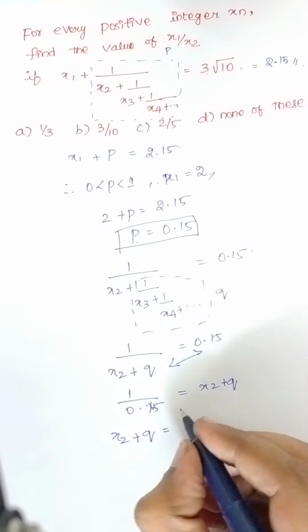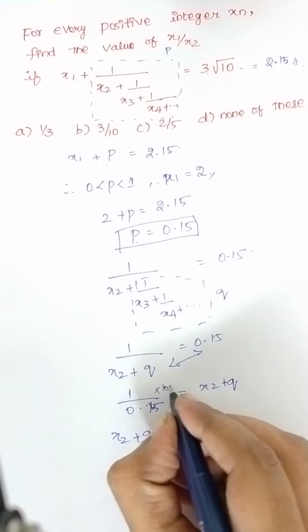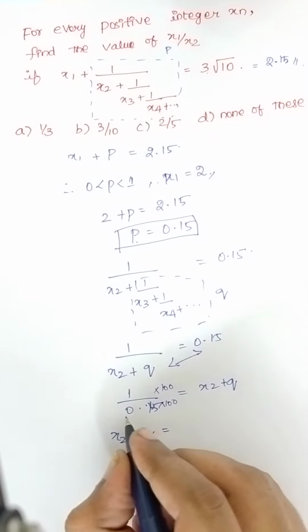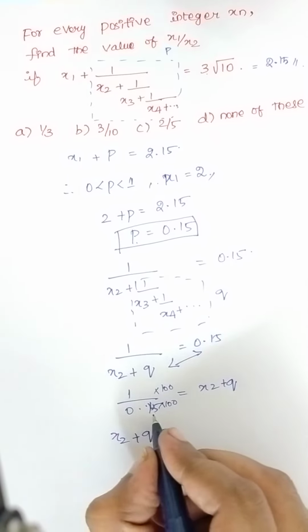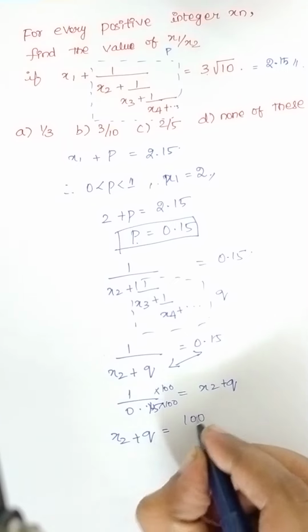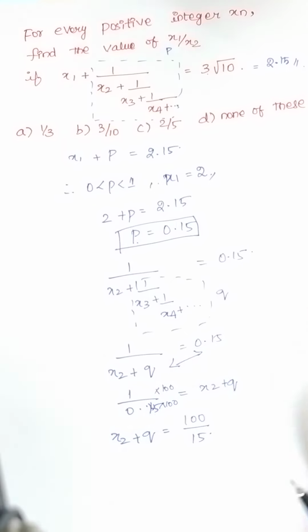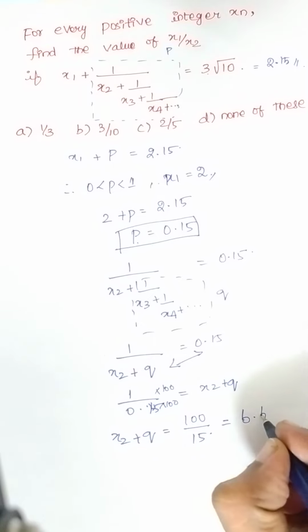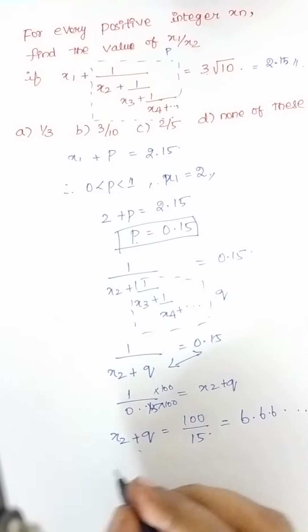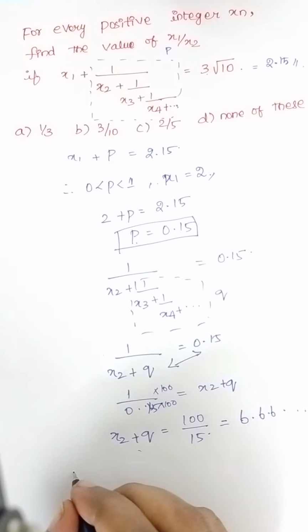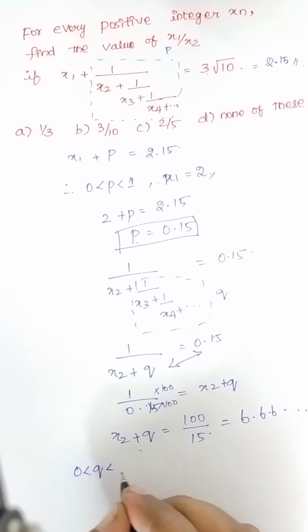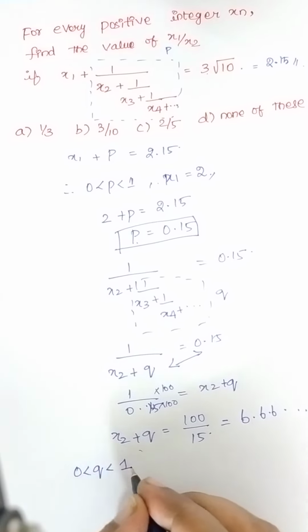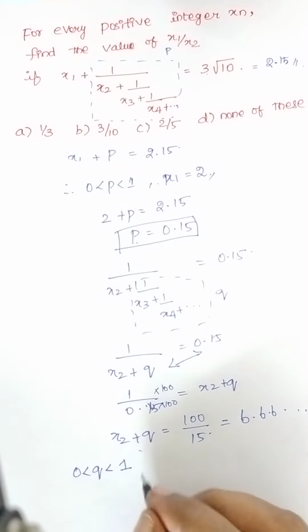Now I am going to multiply 100 on both sides in order to make this decimal into a whole number. So 100 divided by 15. I am going to cancel these things. So this answer will be 6.66 and so on. But we know that the q value must lie between 0 to 1.